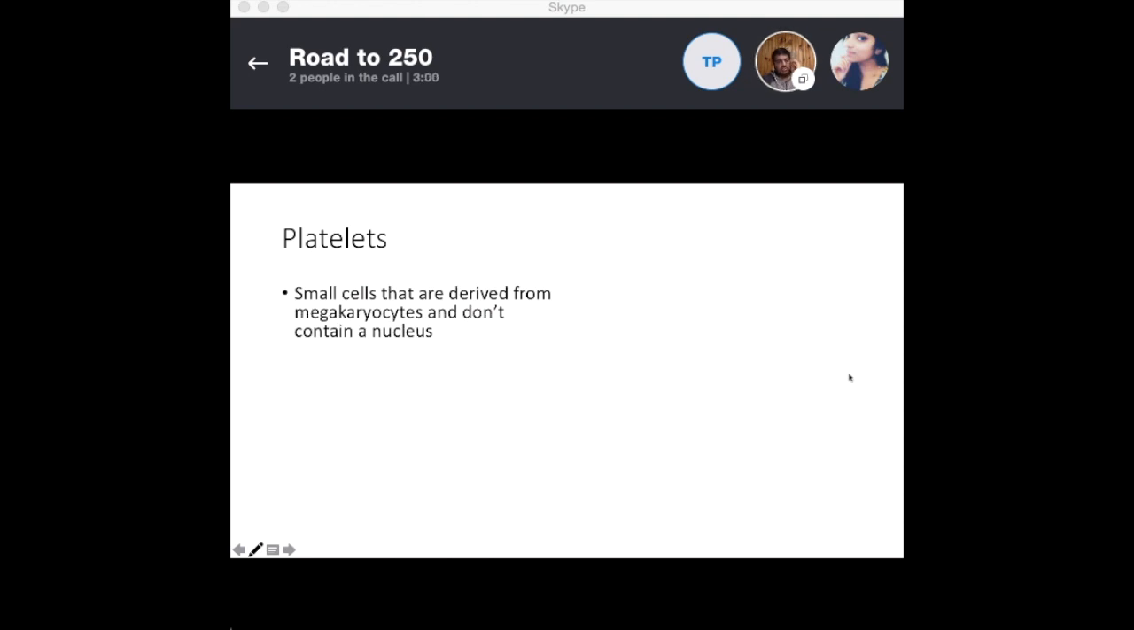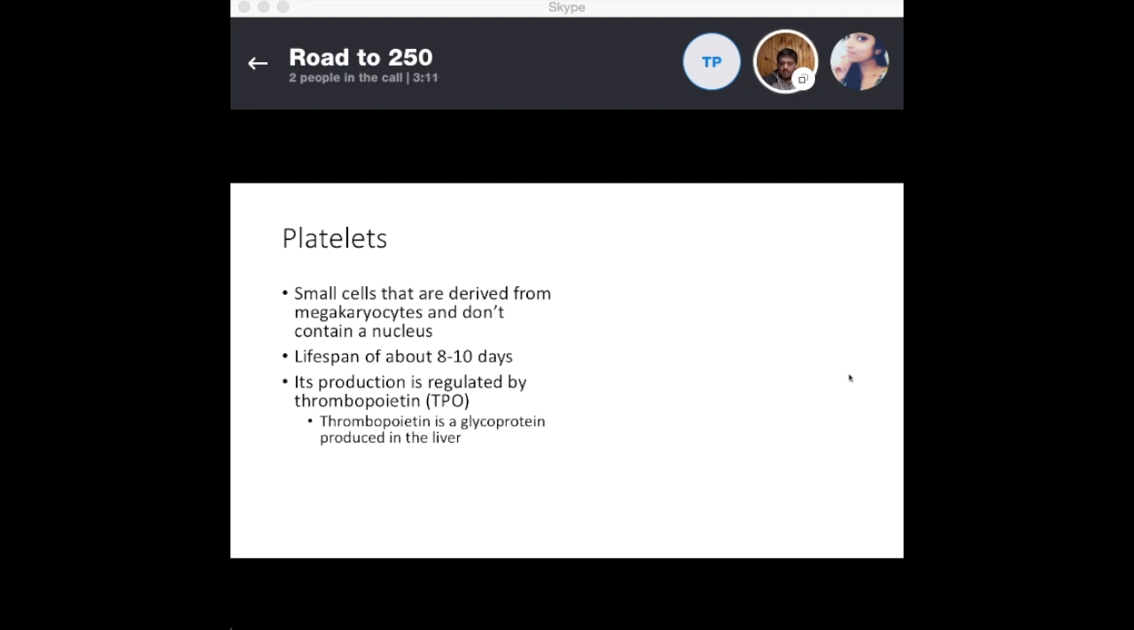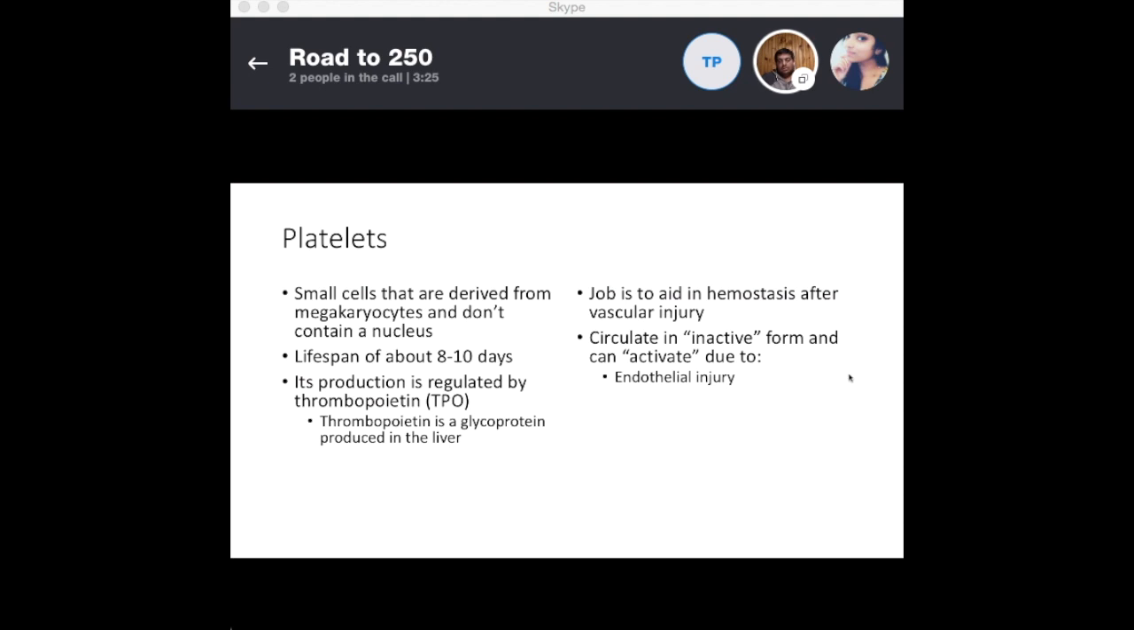So platelets are small cells derived from megakaryocytes, and they don't contain a nucleus. Their lifespan is about 8 to 10 days, and their production is regulated by thrombopoietin. Thrombopoietin is a glycoprotein produced in the liver, and the job of the platelet is to aid in hemostasis after vascular injury. They circulate in the blood in an inactive form, and can be activated via endothelial injury or stimuli released from other platelets. We'll talk about those in a few slides.